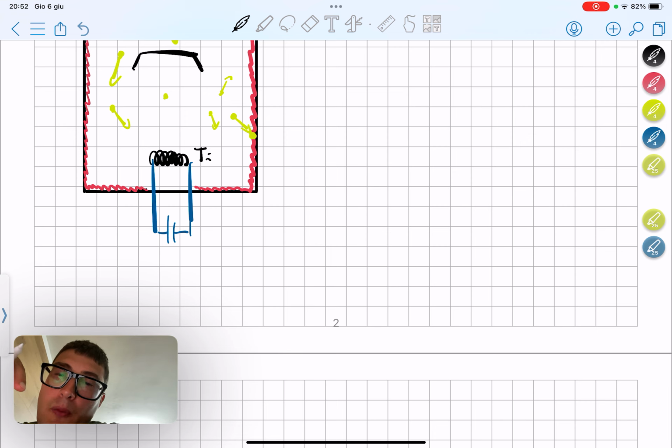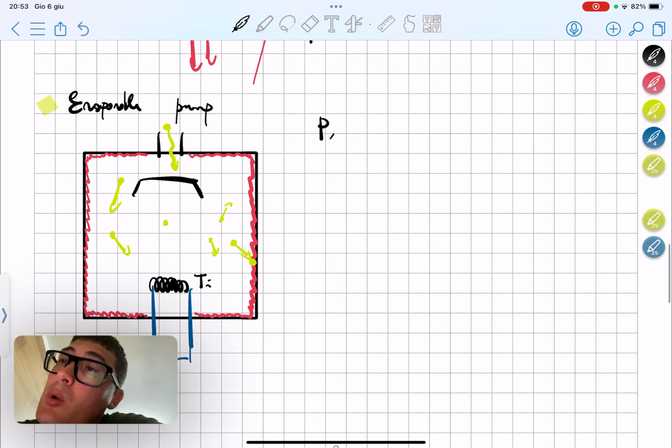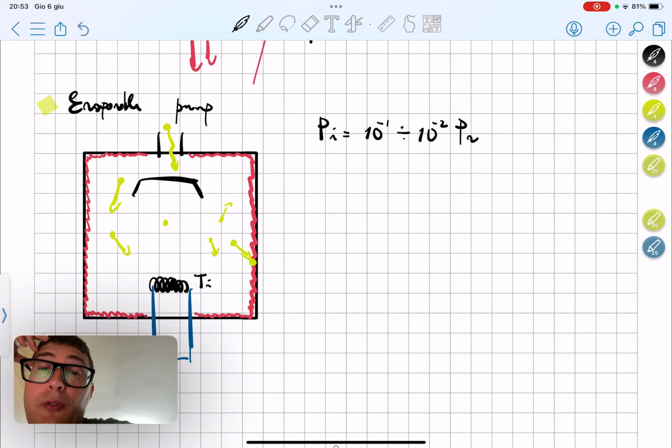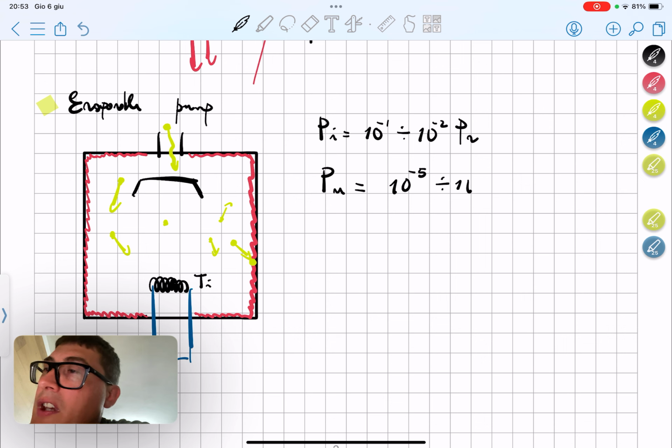Of course, this will form a first layer, then it will be covered by another layer, and so on and so forth. So, as you can imagine, this type of pump requires an initial pressure which has to be in the medium vacuum regime. Otherwise, if the pressure is higher, there are a lot of gas molecules which will saturate the surface immediately. So that's why we need a medium vacuum, but we can reach pretty much a high vacuum regime with this pump, 10 to the minus 5, I would say 10 to the minus 6 Pascal.